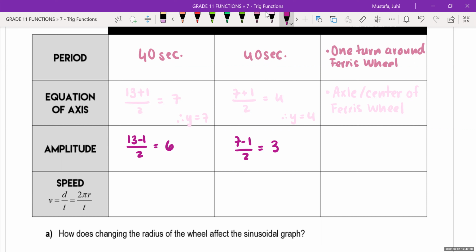What does the amplitude represent in this situation? What was that? Yep, how high it goes from the center, which is also known as the radius. Yes. So this is the radius of the Ferris wheel.